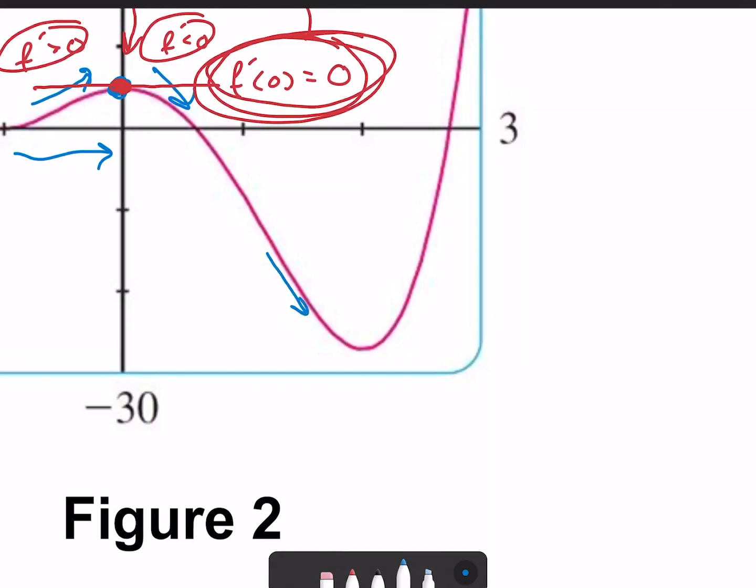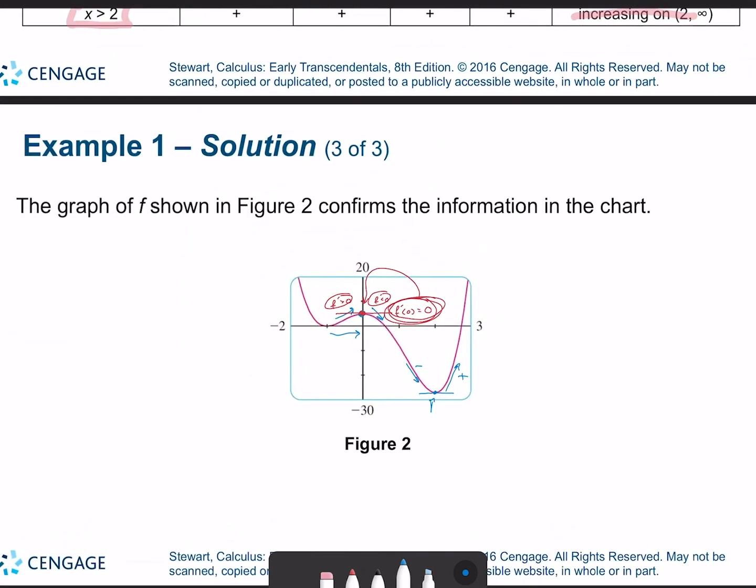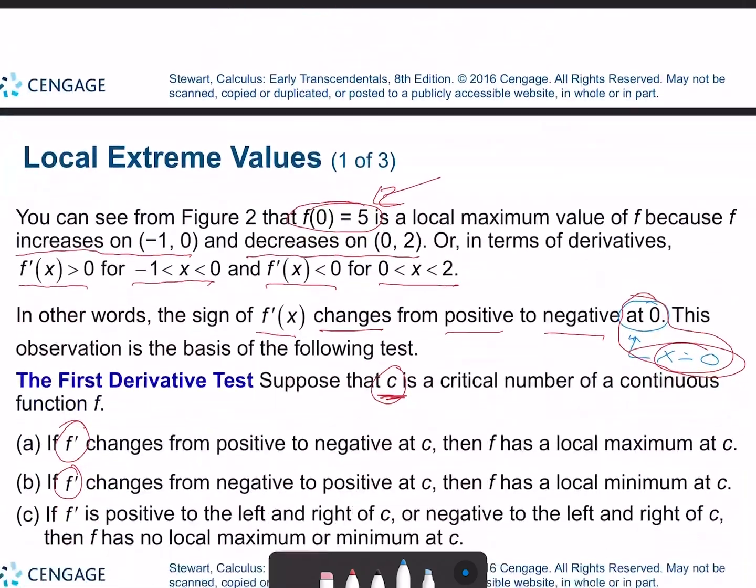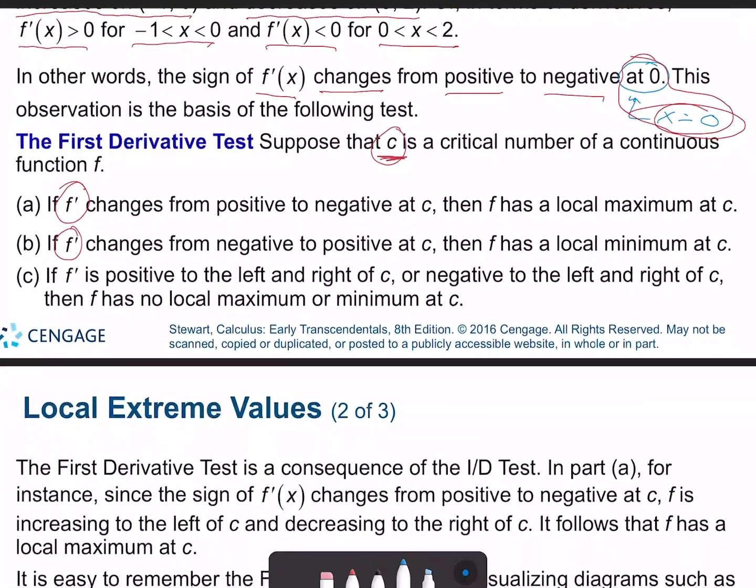Slope here, negative. Slope here, positive. Slope here, 0. So when we change from a negative slope to a positive slope, where are we? We're at a low point, we're at a minimum. Okay, that's what's being articulated here in part B, a local minimum. And if f prime, so we're looking at part C now, if f prime is positive to the left and to the right of a point, or if it's negative to the left and to the right of a point, then we don't have a local maximum or a minimum at that point.